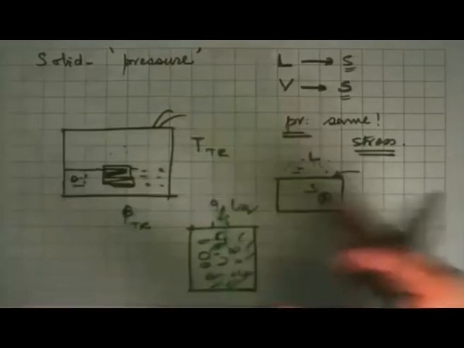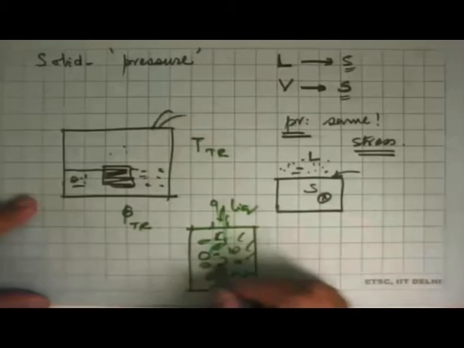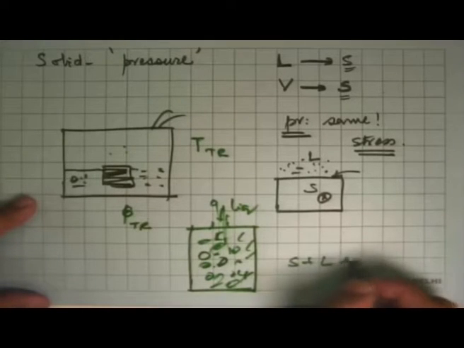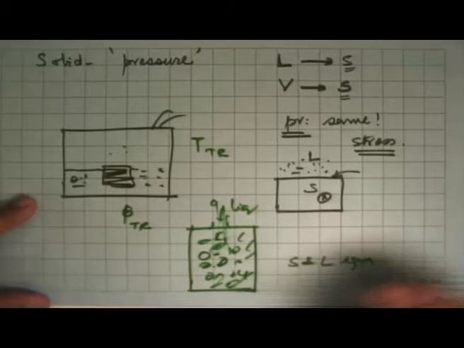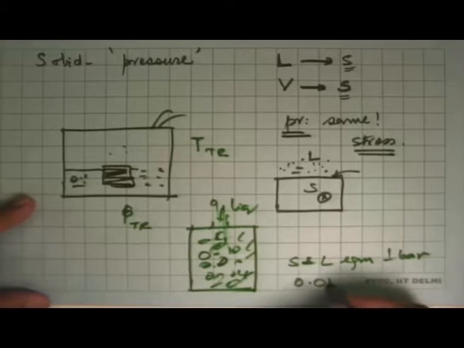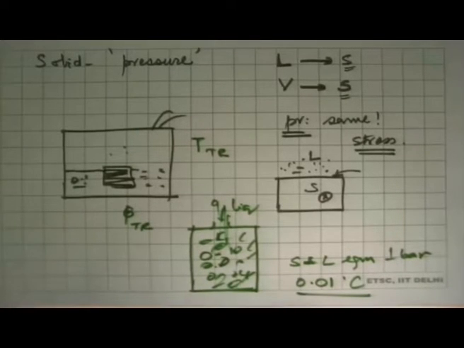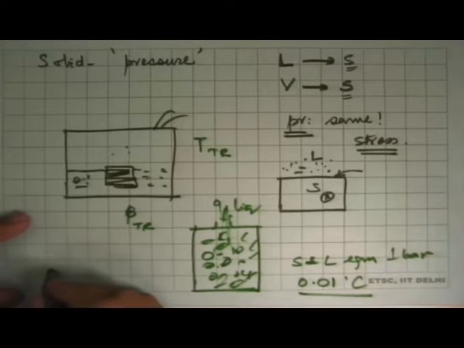And then again let it come to an equilibrium. Once you do that, what you have produced is a solid plus liquid equilibrium at 1 bar pressure, whose temperature is 0.01 degrees Celsius, which is the triple point temperature of water. So this is a very easy and a very reliable way to generate a very well-known temperature in a laboratory, and this is an excellent reference temperature.